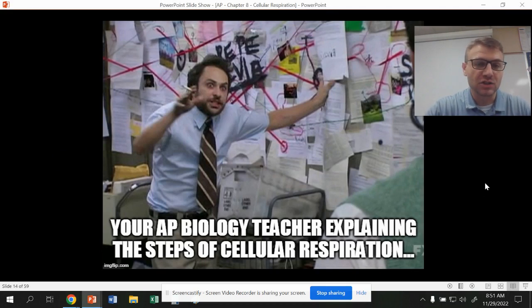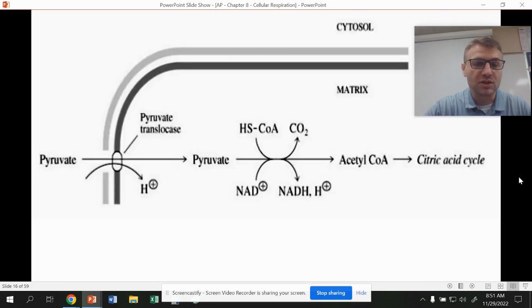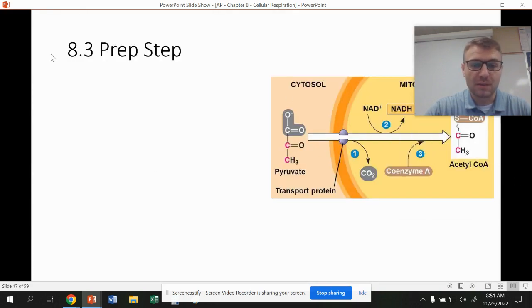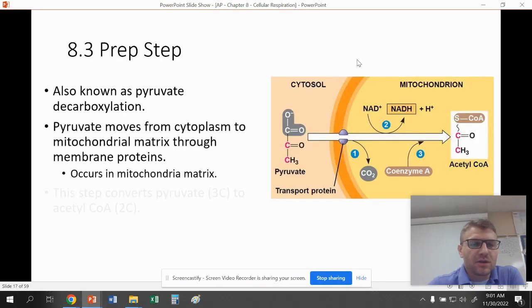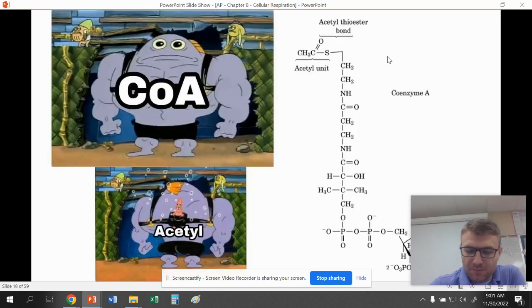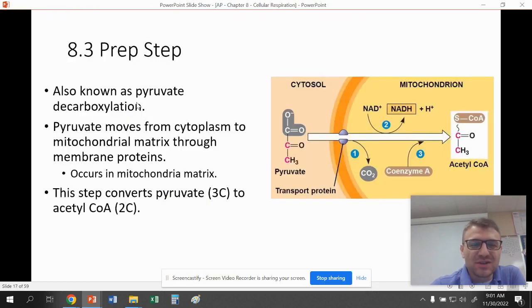The next section is 8.3, which is going to be the prep step. All right, 8.3 is going to be looking specifically at the prep step. This is also known as pyruvate decarboxylation, and this is a big word, but if we break it down, pyruvate is the molecule that's going to be the reactant for this process, and decarboxylation. Carboxylation means we add a carbon. Decarboxylation means we're going to remove a carbon.